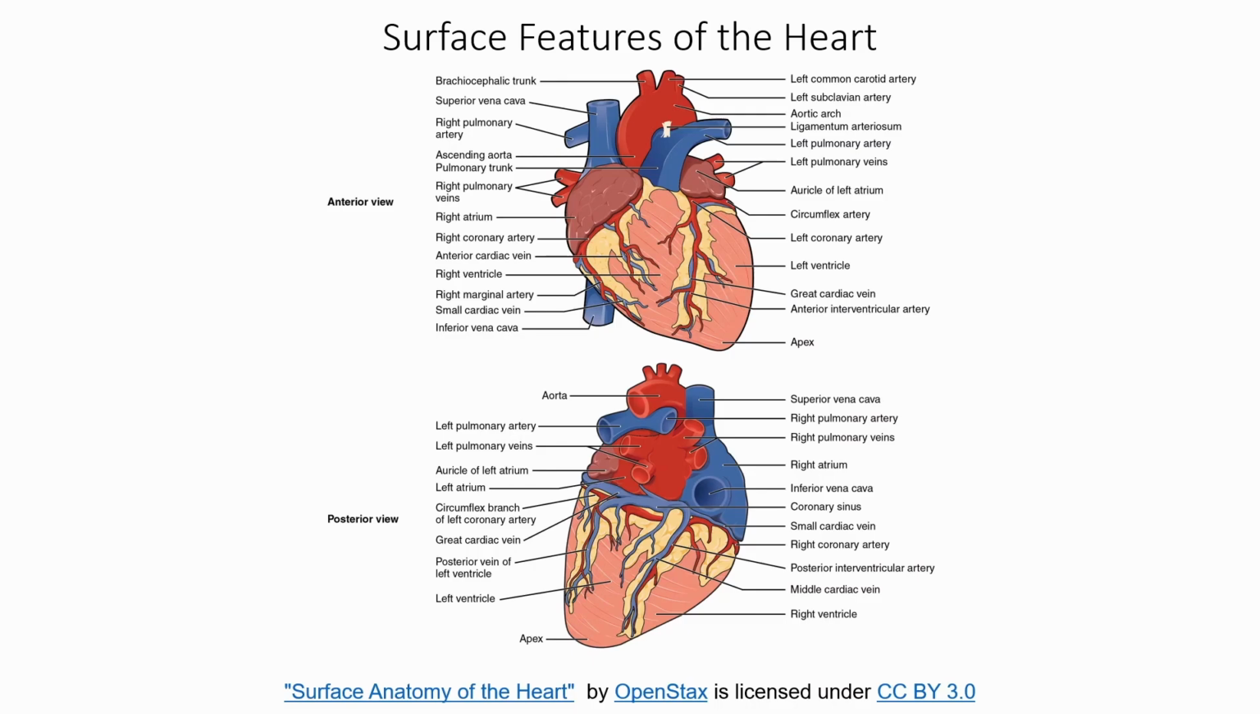So on the front, we have all these blue and red lines coming all over. I'm going to start on the left and just work my way over. So we have the right coronary artery. We have the right marginal artery. We have the anterior cardiac vein right here. And we have the small cardiac vein.